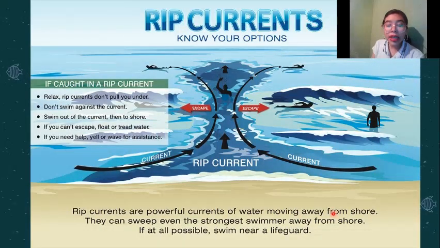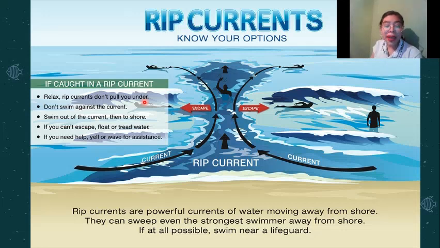So this is some rip current information to know your options. Here we have a pretty nice infographic image which says, if caught in a rip current, relax. Rip currents don't pull you under. They don't pull you under, but they pull you farther. Not under, farther. Don't swim against the current. Swim out of the current, then to the shore. So it means that you have to swim out from the current first and then to the shoreline.